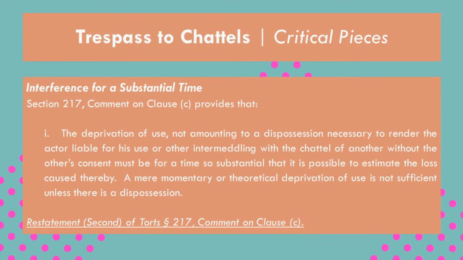Section 217, comment on Clause C, provides that the deprivation of use not amounting to a dispossession necessary to render the actor liable for his use or other intermeddling with the chattel of another without the other's consent must be for a time so substantial that it is possible to estimate the loss caused thereby. A mere momentary or theoretical deprivation of use is not sufficient unless there is a dispossession.